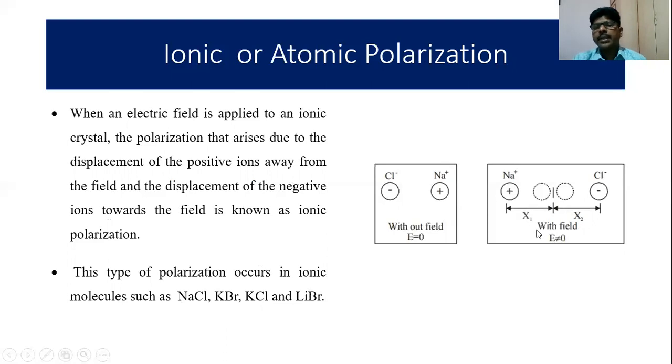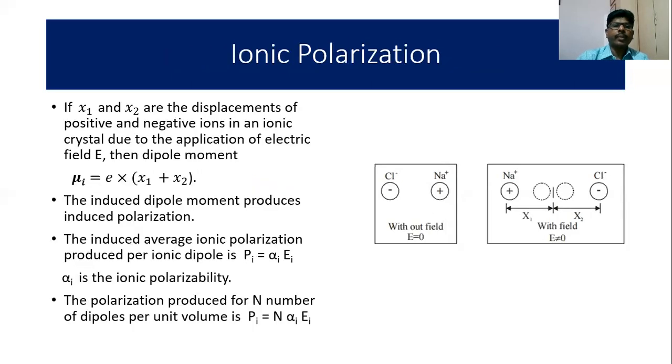So in this example, you can see x1 and x2 are the displacements. x1 is the amount of displacement of say Na plus, and x2 is the amount of displacement of Cl minus. Both are different because the masses of Na plus and Cl minus are different. Now, if x1 and x2 are the displacements of positive and negative ions in an ionic crystal due to the application of electric field E, then the dipole moment mu I is equal to charge into (x1 plus x2). The induced dipole moment produces induced polarization.